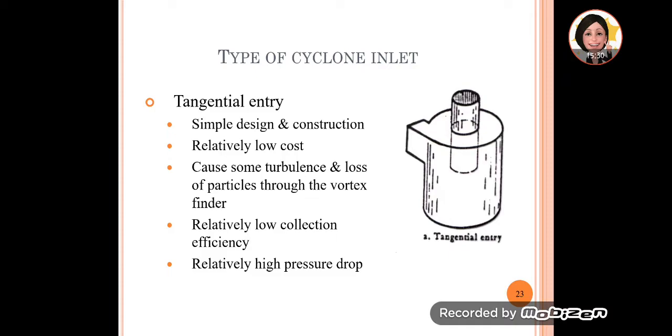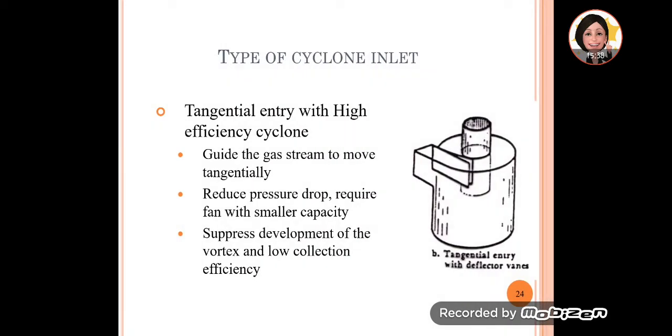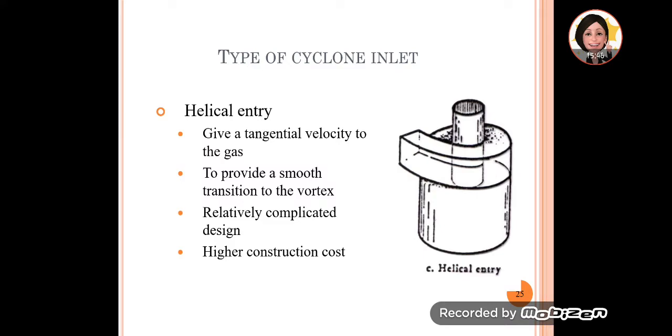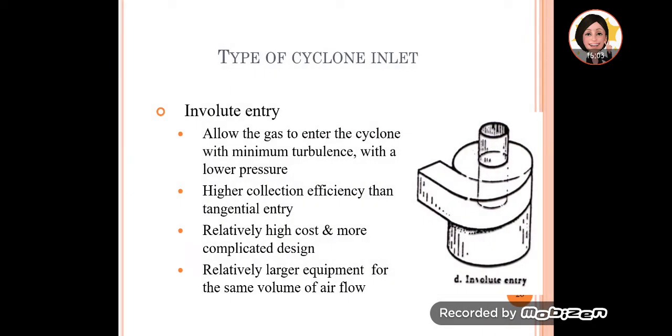For a cyclone inlet, we saw in the beginning a simple design, which is a tangential entry such as this. But this design can also be modified for a high efficiency cyclone. And then we also have the helical cyclone, where this top part is slightly different. It's still tangential, but it's not a flat cylinder, it's slightly curved down. So that's helical entry.